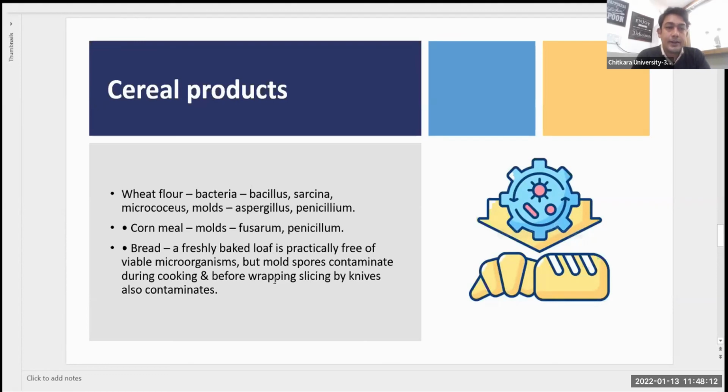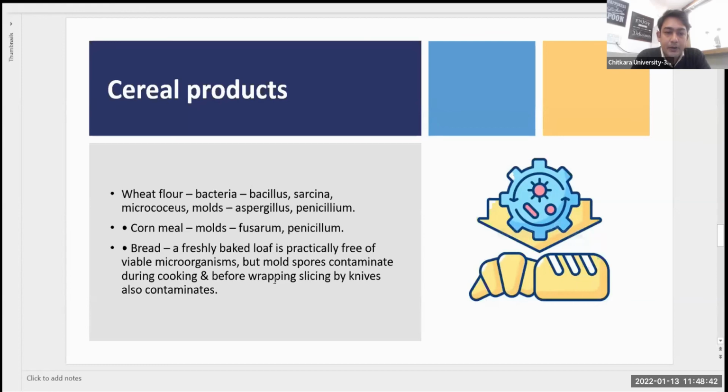There are cereal products, like wheat flour, that can be affected by bacteria such as Bacillus, Sarcina, Micrococcus, and molds such as Aspergillus and Penicillium. In the field itself, these organisms can attack wheat and ultimately affect the wheat flour quality. Cornmeal can be affected by various molds, which are Fusarium, Penicillium, and others.